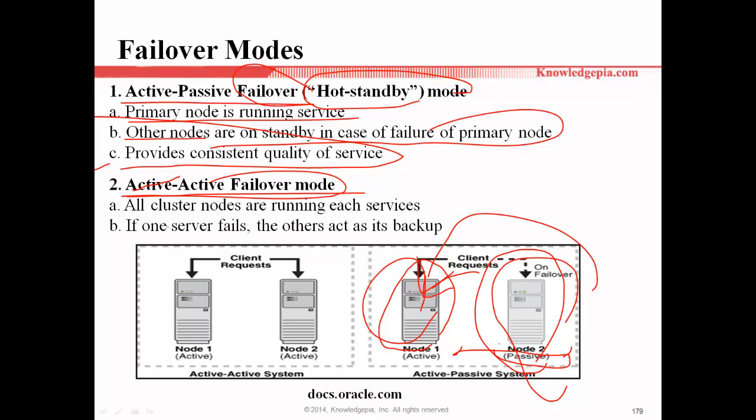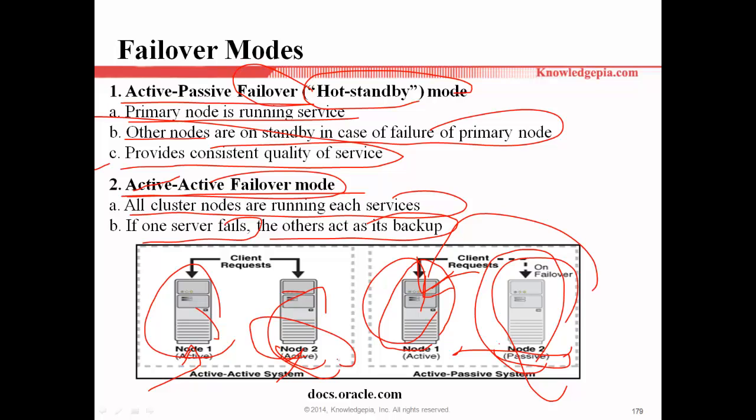Active-active mode: all cluster nodes are running each service. So here node 1 and node 2 are in active mode, so any time a client requests, it goes to node 1 and node 2 together. If one server fails, then the other acts as its backup. If node 1 fails, then node 2 will act as a backup of node 1.